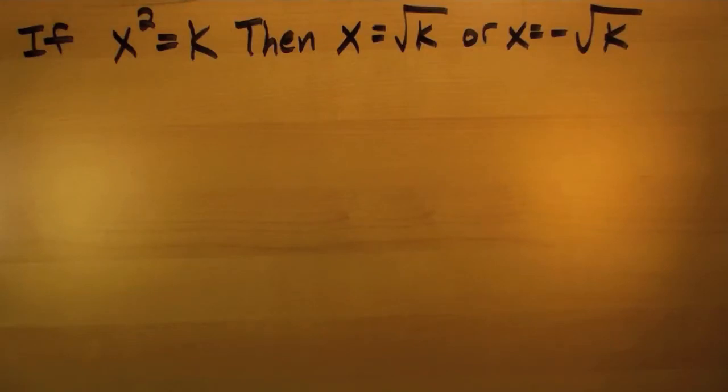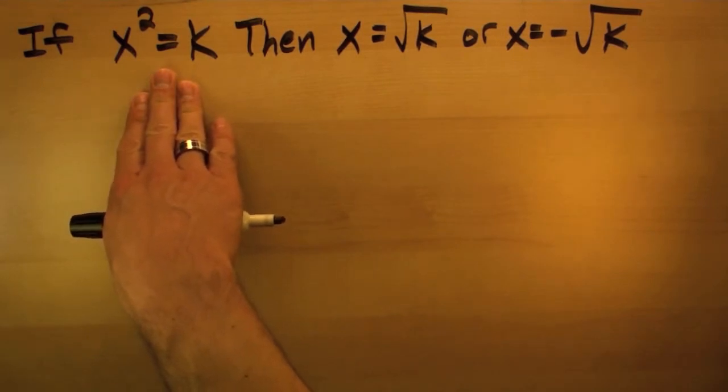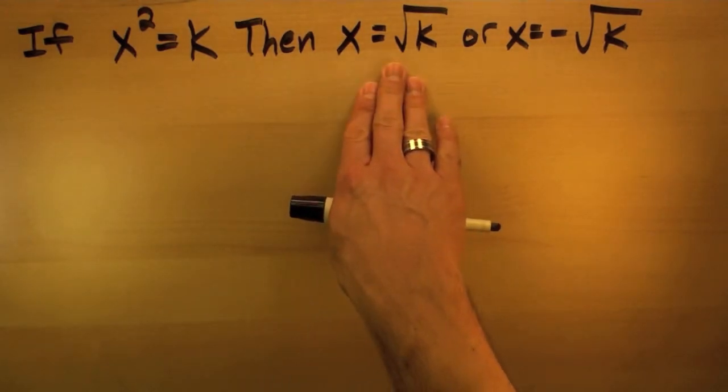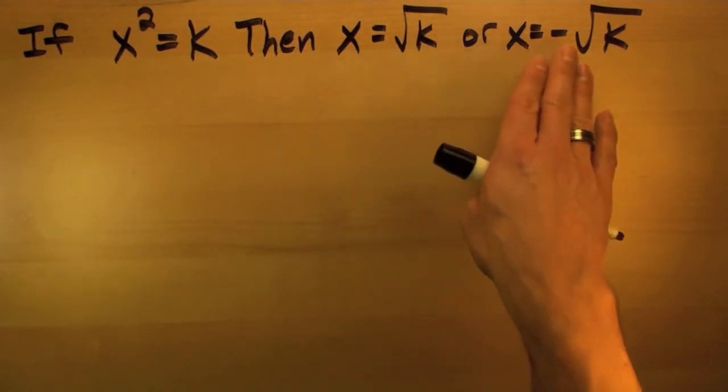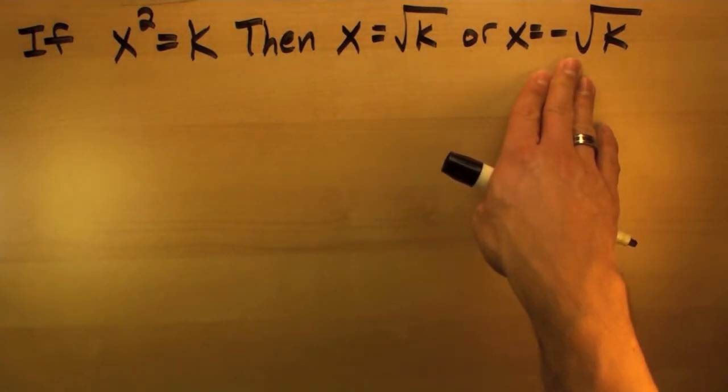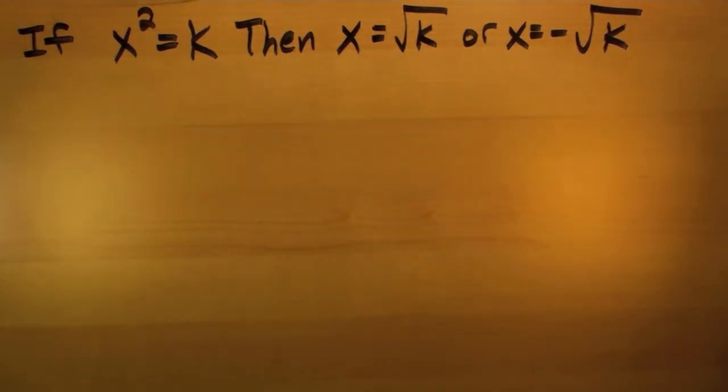We now begin our examination of a method called completing the square. First, we need to learn a property called the square root property, which states that if x squared is equal to k, then x is either equal to the square root of k or x is equal to the negative square root of k.